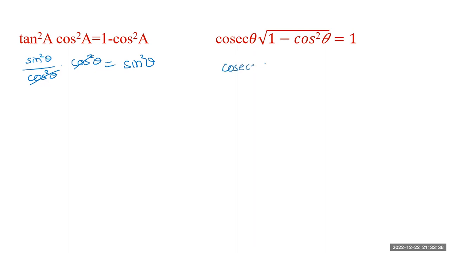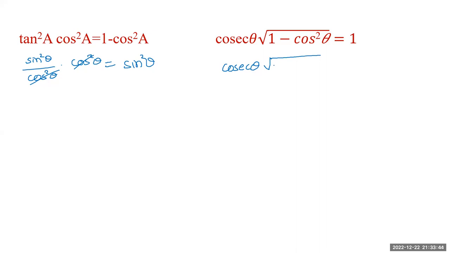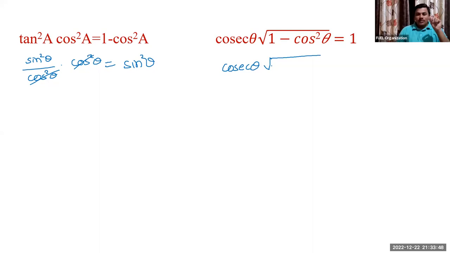Take 1 minus cos square theta, which is equal to sine square theta. So it will be cosecant theta into sine theta, which is equal to 1 by sine theta. Done. Good. So children, listen here. There is no single method to solve these identities. You can use several methods. If you are using the proper formula, then definitely you will get the marks.